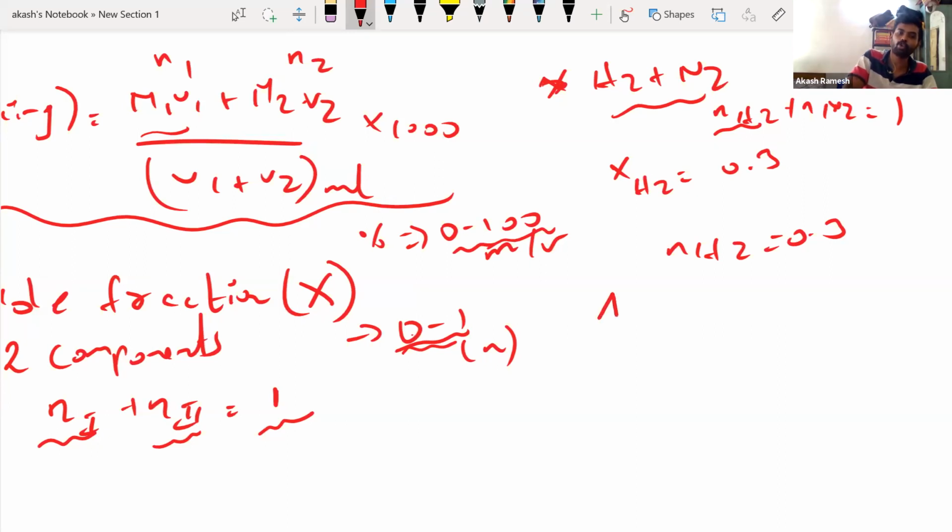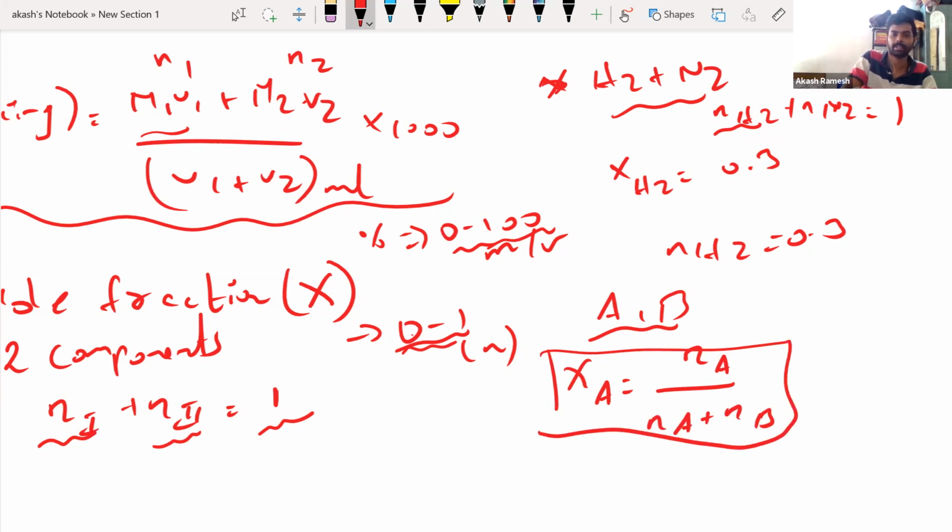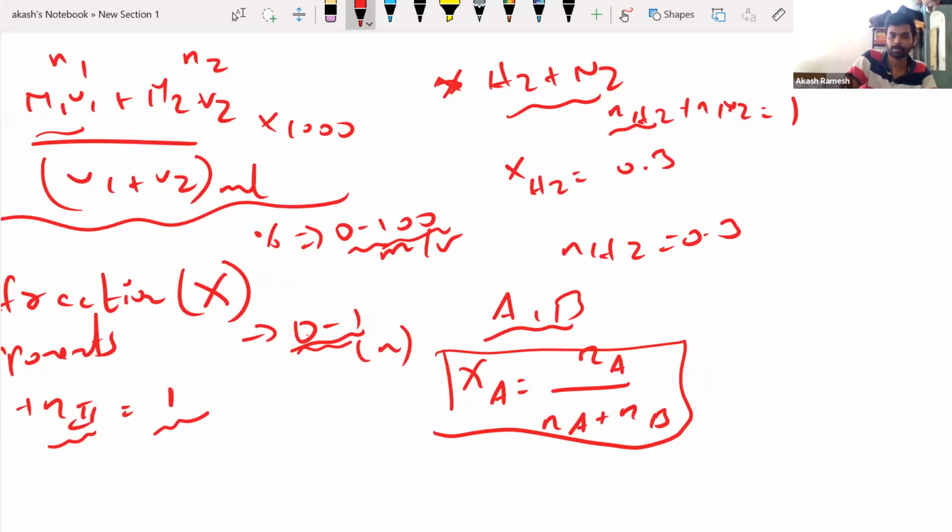Assume that I have 2 components A and B in a mixture. Now, XA is the mole fraction of A. Mole fraction of A is equal to number of moles of A divided by number of moles of A plus number of moles of B. As simple as that. Same way, I can write XB as number of moles of B divided by number of moles of A plus number of moles of B. That's what XA and XB are.